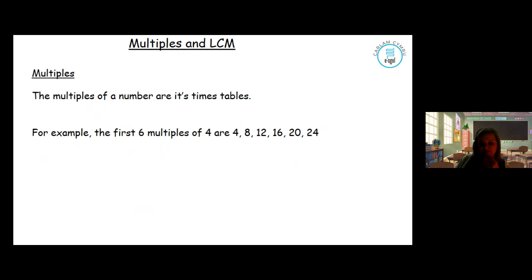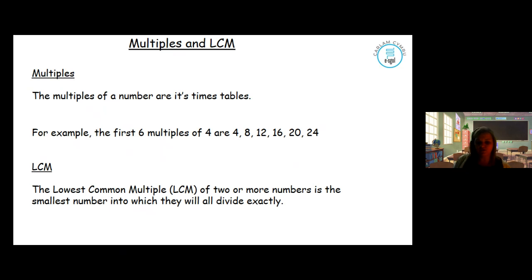The LCM, just like HCF, stands for something. So LCM stands for the lowest common multiple. So the lowest common multiple of 2 or more numbers is the smallest number into which they will all divide exactly. Okay, so we're going to think about our times tables, and we're going to think about the smallest number that's common in the values that we're given.